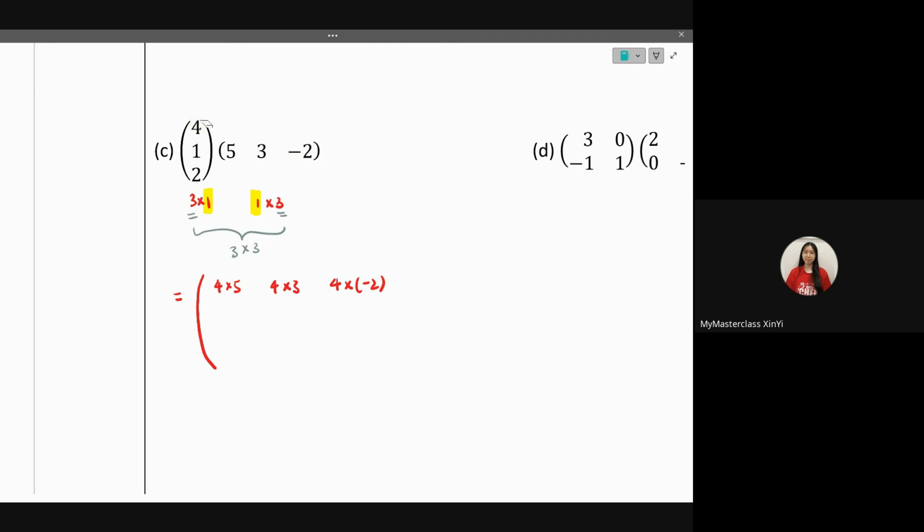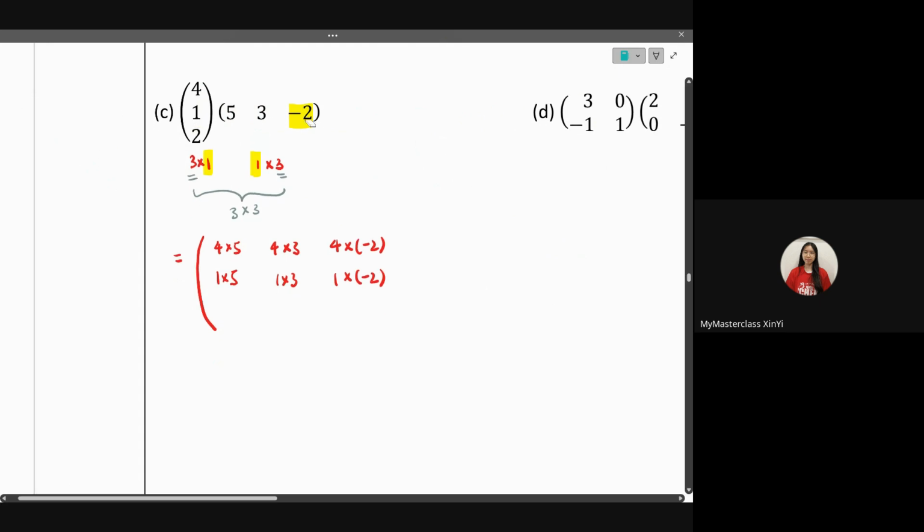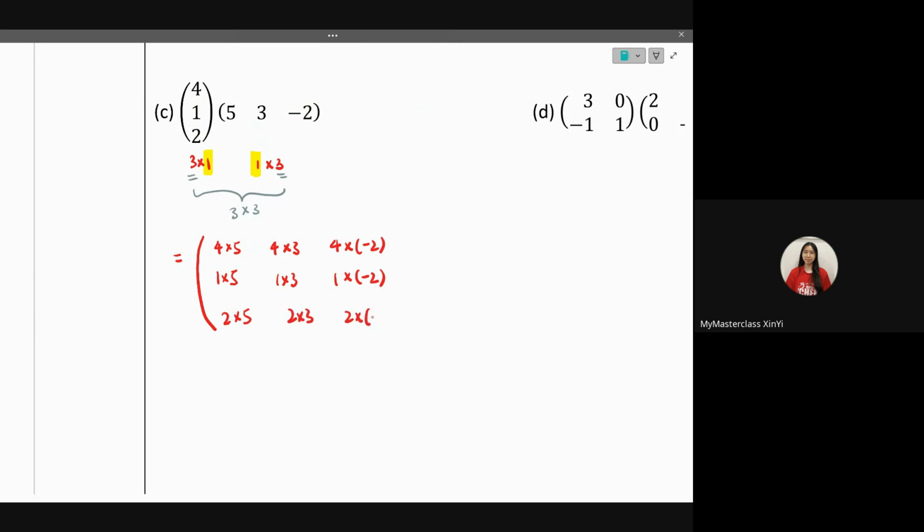Now let's move on to row 2. Row 2, column 1, so this is 1 times 5. Row 2, column 2, 1 times 3. Row 2, column 3, so you have 1 times -2. Same thing for the third row, so I'm just going to quickly write down 2 times 5, 2 times 3, and 2 times -2.